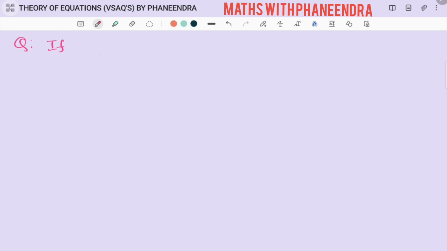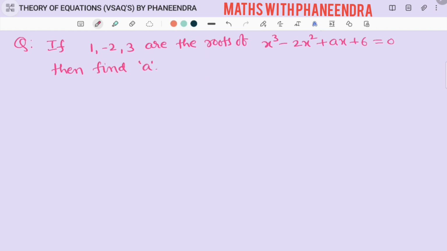If 1, minus 2, 3 are the roots of x cube minus 2x square plus ax plus 6 equal to 0, then find a. So first step, what we have to write? Two methods I will give here. Method one.